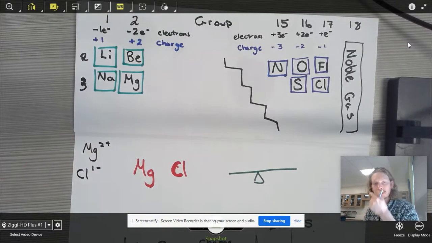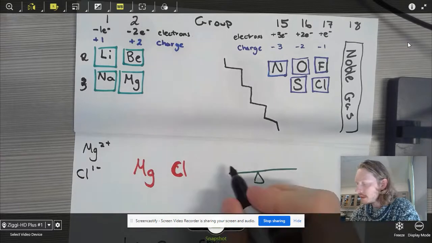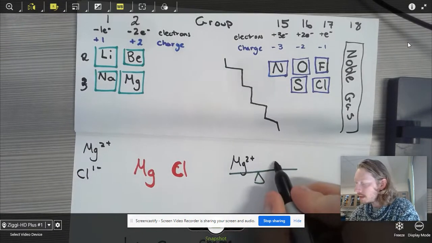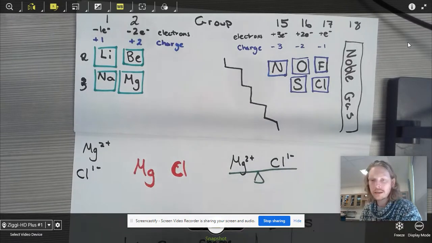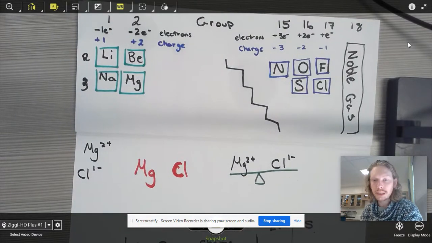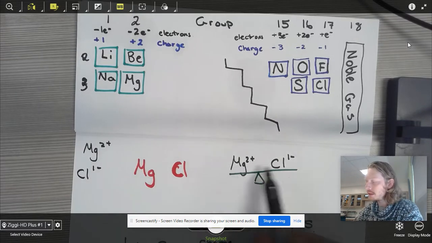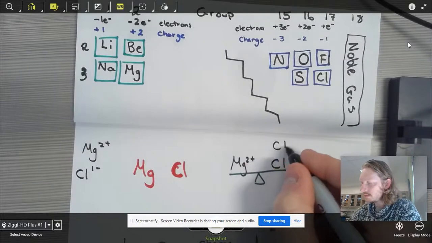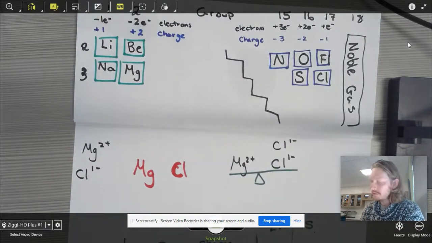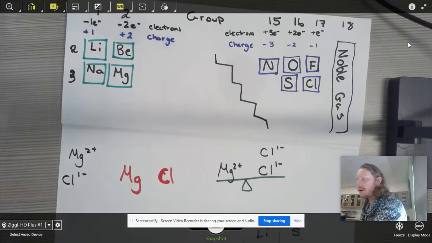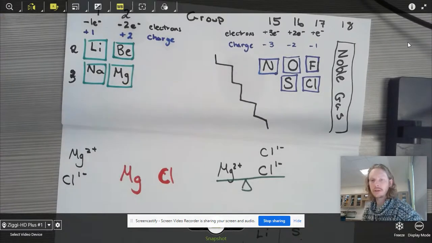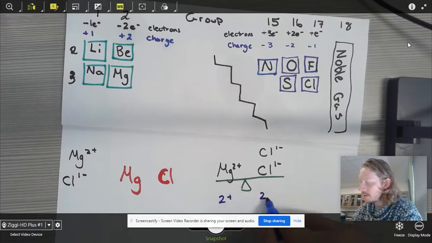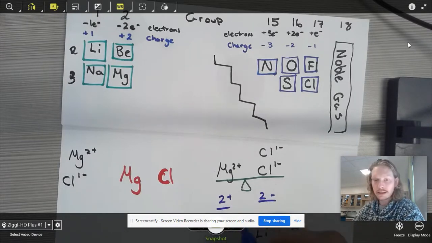Okay, so we have our charges. I'll put on the balance beam. So we have Mg 2 plus and Cl 1 minus. Okay, because these aren't balanced, right? We have 2 plus, 1 minus, to get these to balance out to 0. So all we need to do is add another chlorine. Okay, now we can see that our charge is 2 plus on this side, 2 negative on this side, balanced.